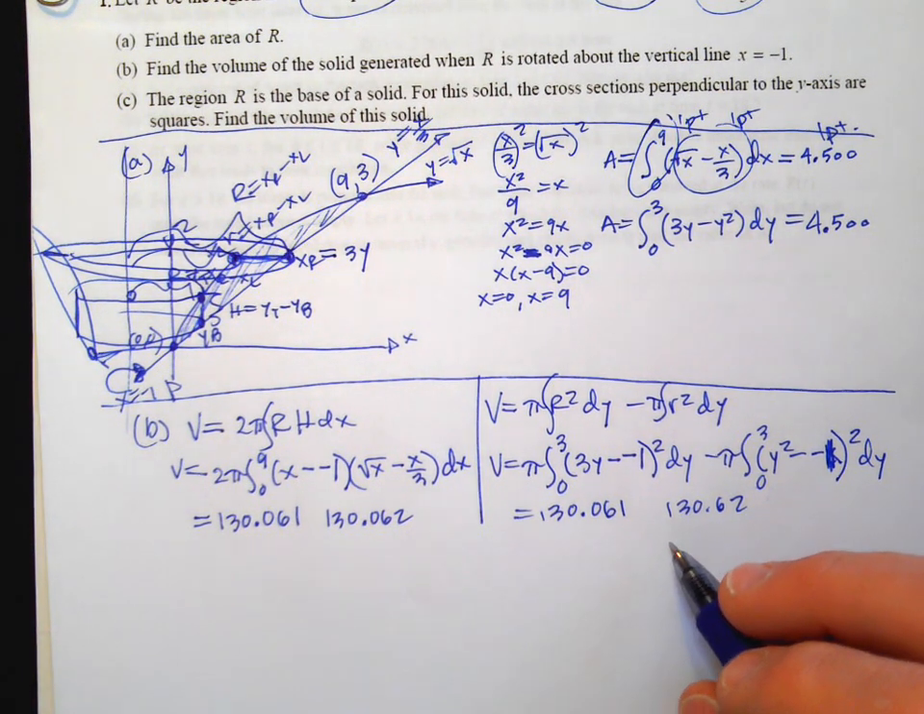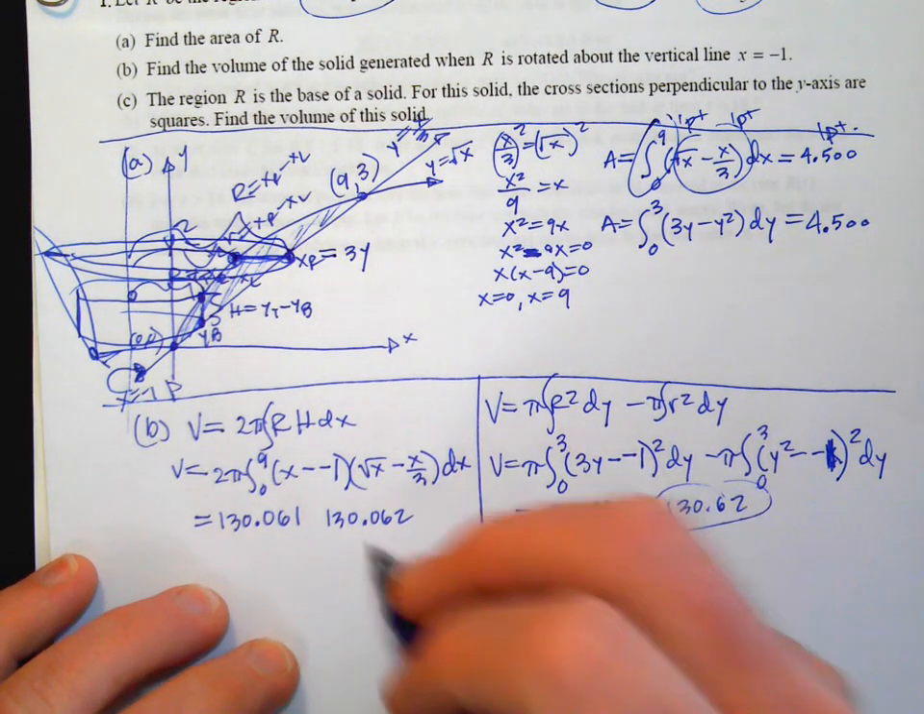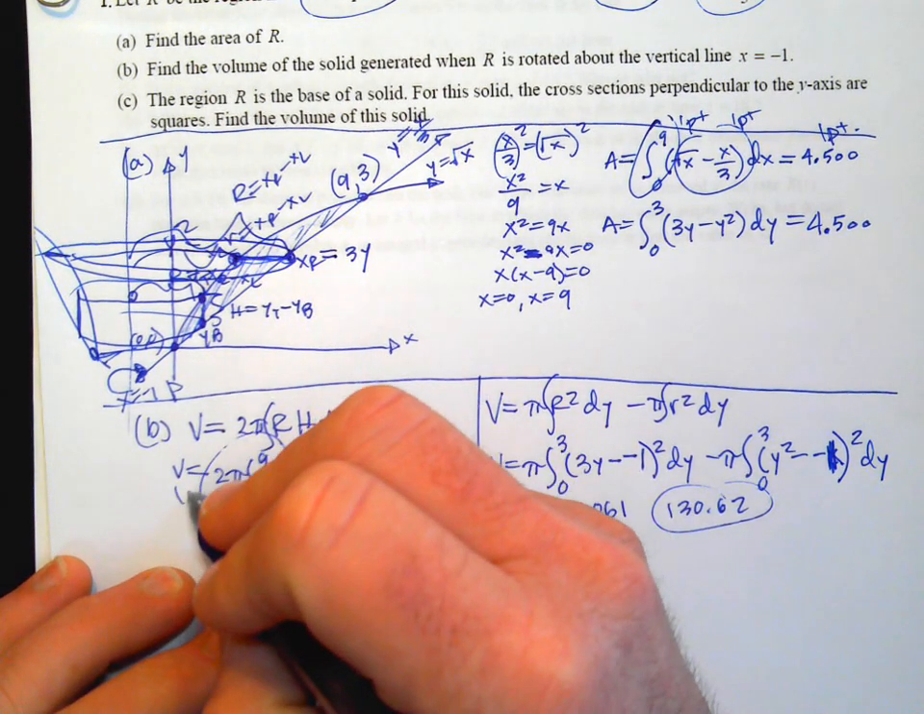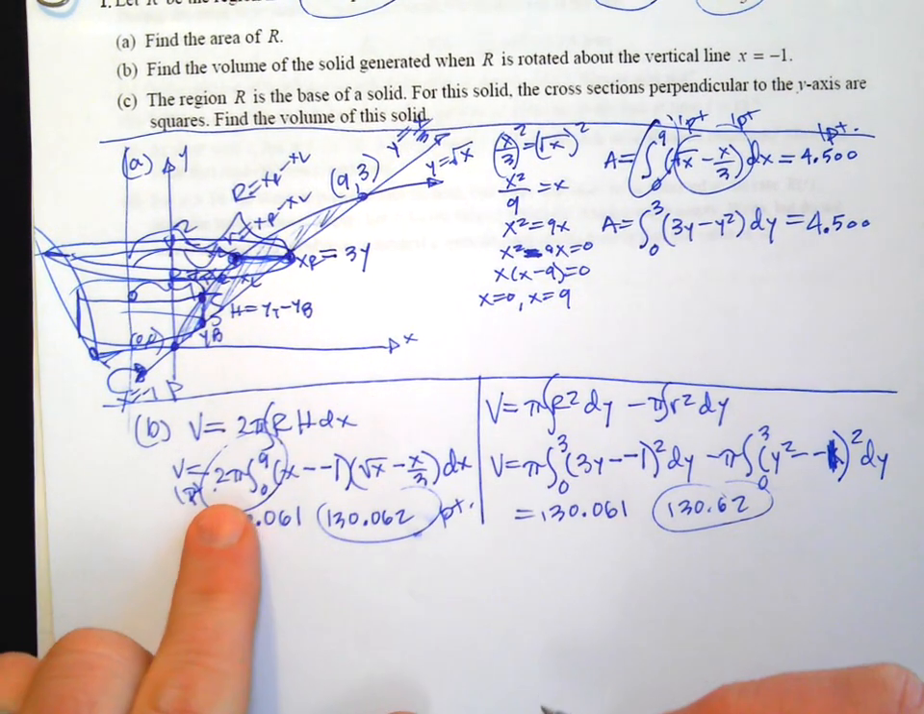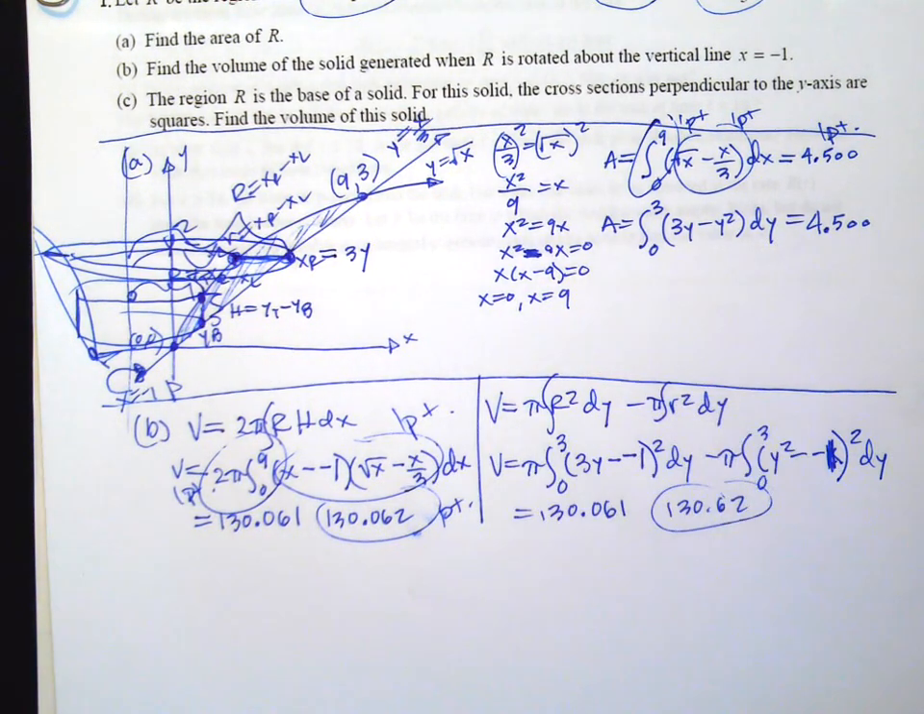Points for this one. I don't have them written down, but I bet that the answer was a point, and the limits and the constant might be a point, like making sure you get the 2 pi and limits right, and then the integrand might be a point. Something like that.